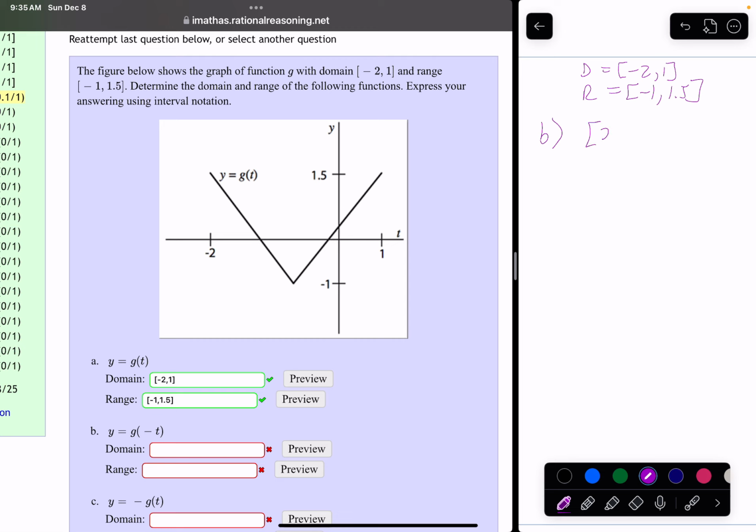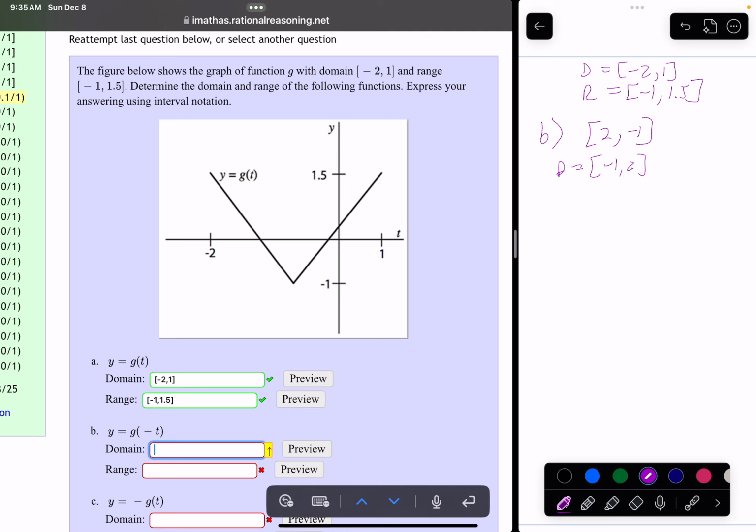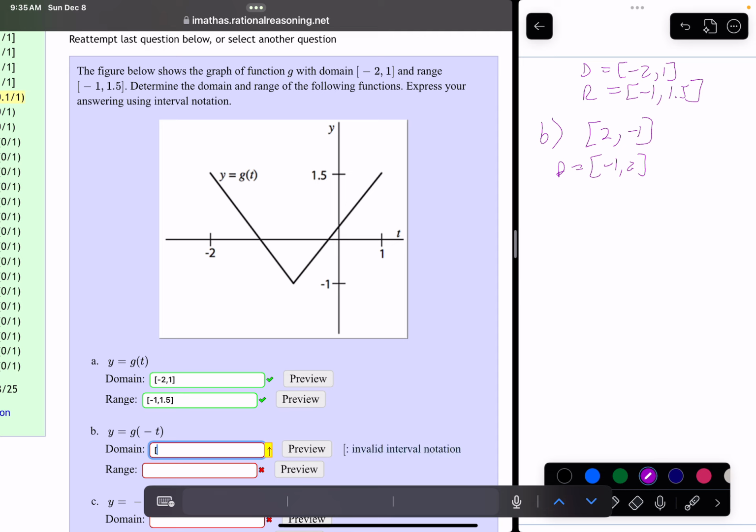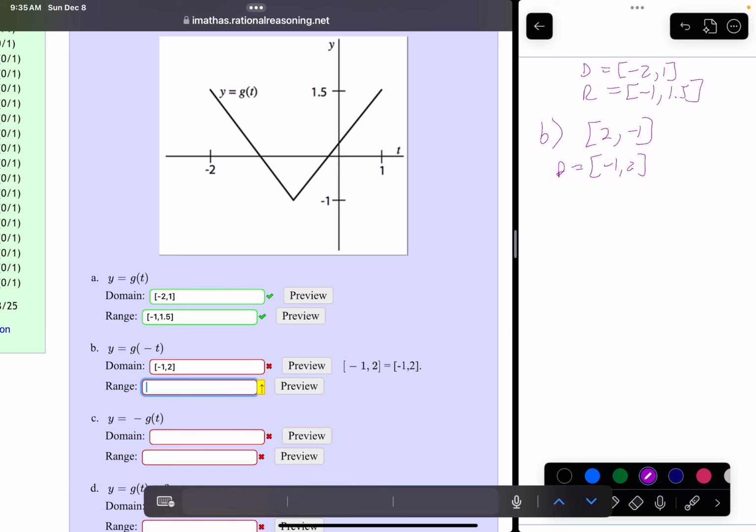Now, if we flip those values to be 2, -1, that is not in least to greatest order. So physically flip it. So it's going to be -1, 2 is our domain. We have not touched anything on the outside of our function. So our range value will not change. So keep it that -1, 1.5.